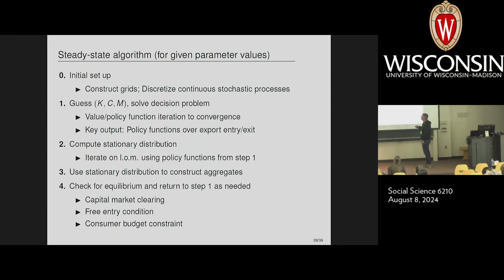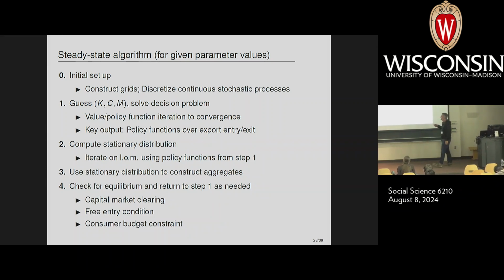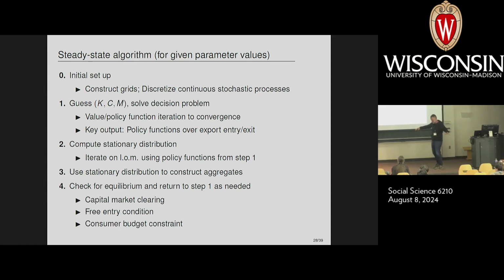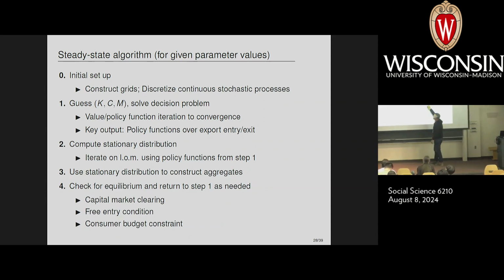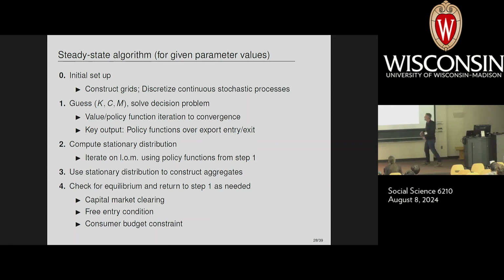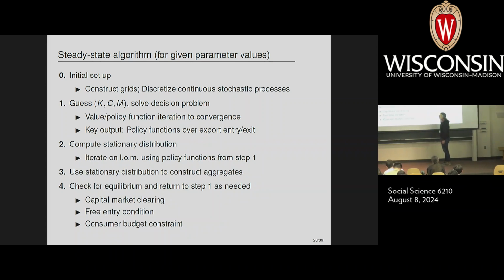And I can do that just by iterating on the laws of motion that I get from these decision rules, right? So I solve the value functions. I now have the stationary distribution over firm types. And then I use that stationary distribution to construct aggregates. Now I know how many firms there are, so I know how much output there is. So I know how much consumption, I know how much investment firms are making, right? So I can construct the aggregates. Then I check to see if I've got the general equilibrium right. Do capital markets clear? Does the free entry condition hold? Is the budget constraint respected? If that's true, I'm done, right?